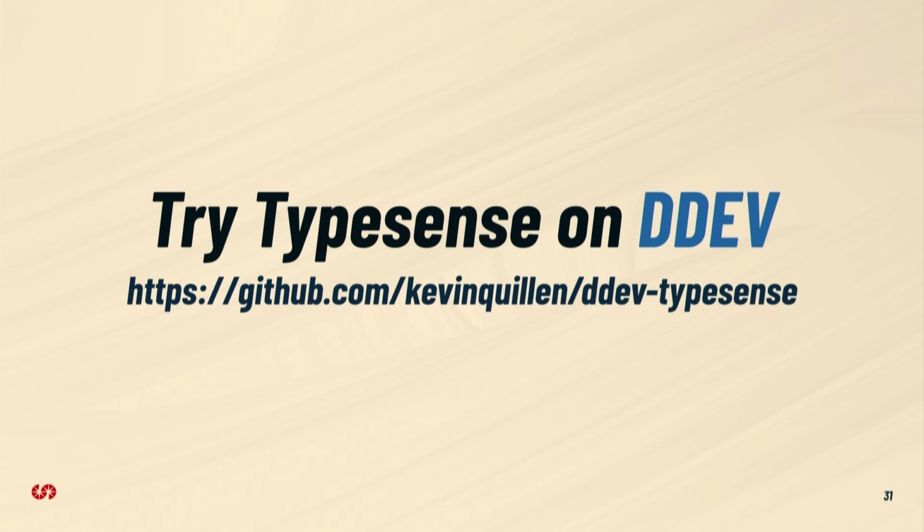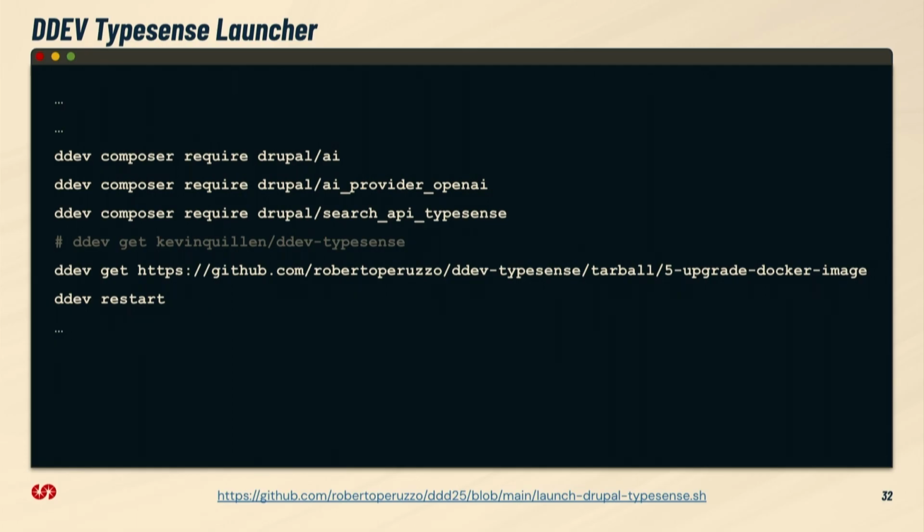And if you prefer, if you are lazy like me, I prepared a bash script that installs all the stuff you need to spin up a Drupal website with Typesense. And obviously, if you look at the first line, we have the AI module and the AI provider, OpenAI. Why do we need it? Because we need a provider to set up conversation with the system. So in this case, we use the OpenAI provider to interact with the system.